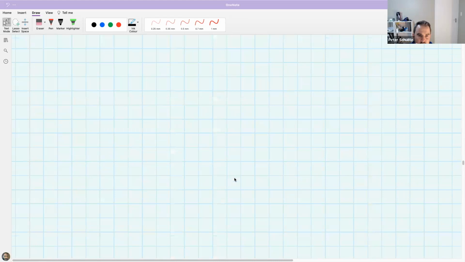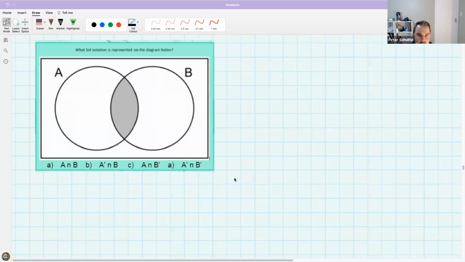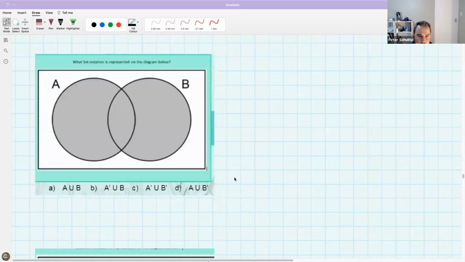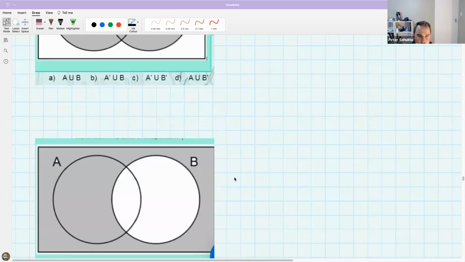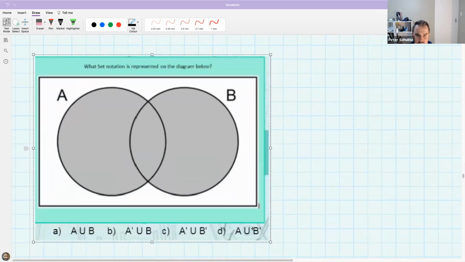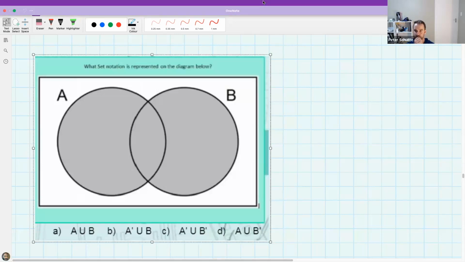Let's go. I want to show you. Let's do this one. So I'm going to do a couple more before we finish off tonight. Which of the options below does this diagram match? We've colored in the gray bit is what I'm interested in. Which of the 4 options is relevant here? Which set notation is represented on this diagram?